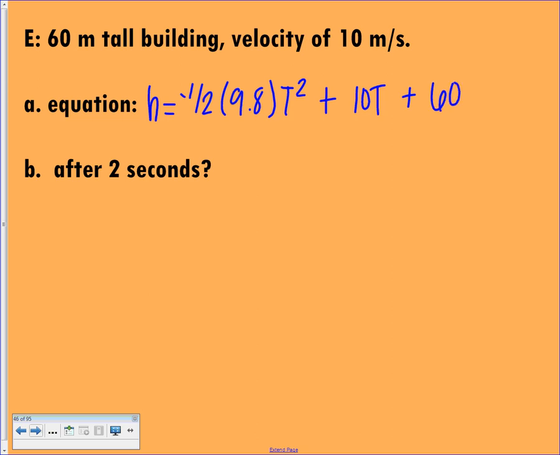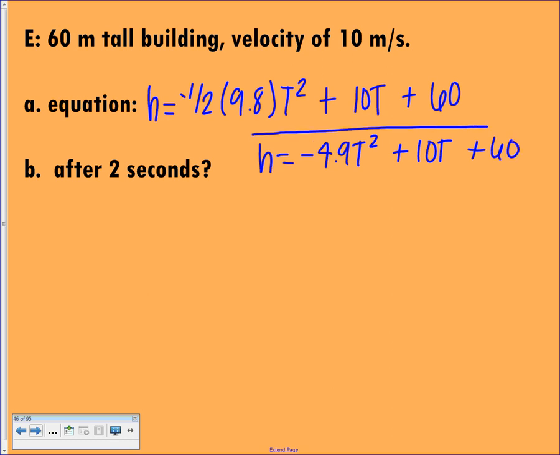Again, you want to simplify that. -1/2 times 9.8 is -4.9, so -4.9t squared plus 10t plus 60. Do make sure that you simplify that. If you notice, if we're in meters, it's always 9.8 and always -1/2, so it's always going to be -4.9. If we were talking in feet, it would always be 32, and 1/2 of that would always be -16. If you can remember that, you can go straight to that if you would like.